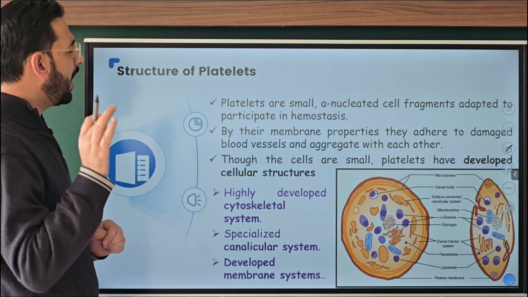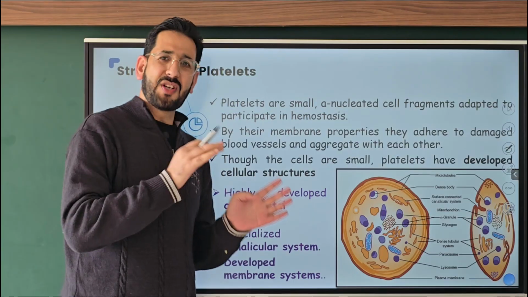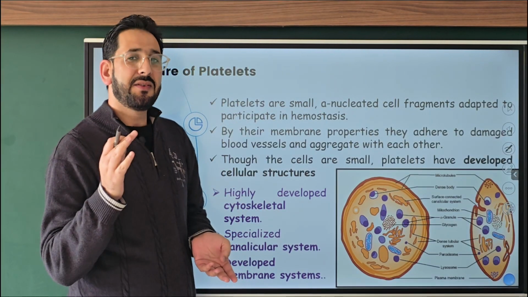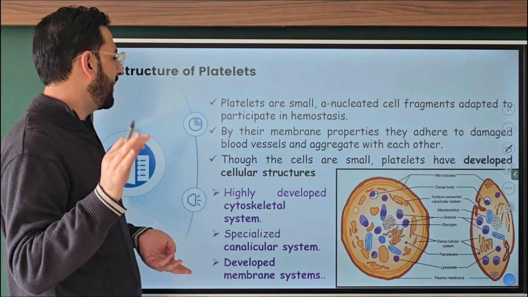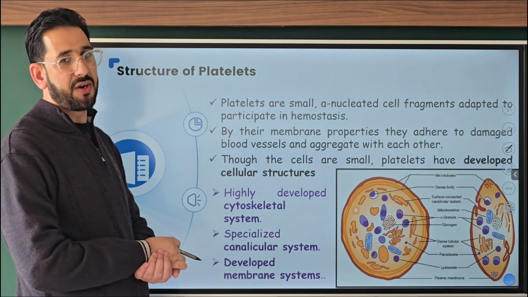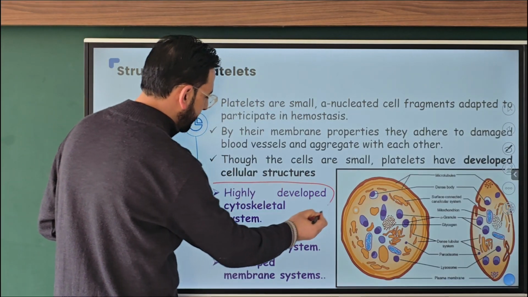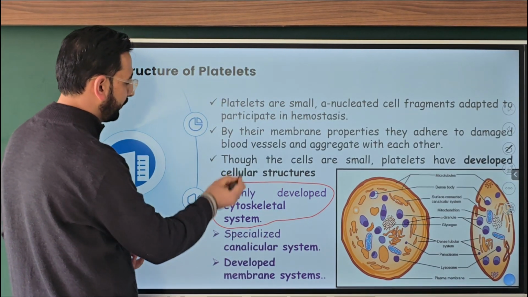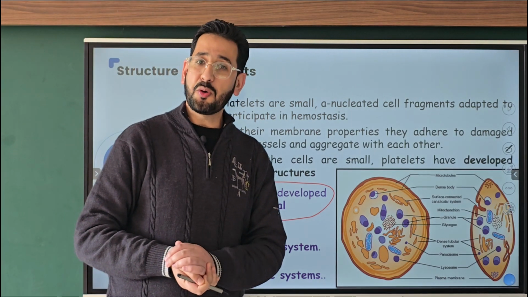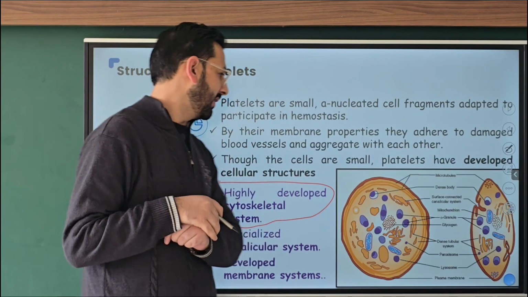Now, one more important thing is that even though these are cell fragments, and not complete cells, still these platelets have got some developed cellular structures. The first thing is it has got a highly developed cytoskeletal system. It has got microtubules and microfilaments. We will talk about that in a little more detail in the lecture.